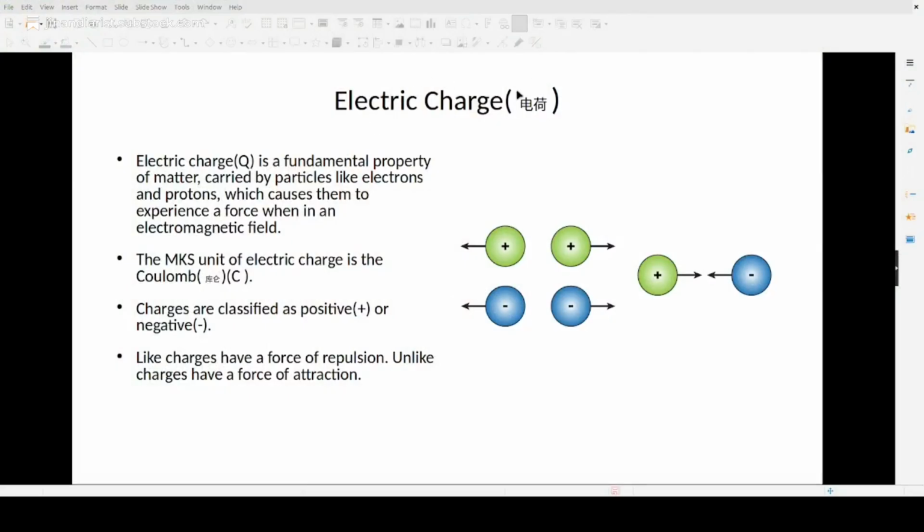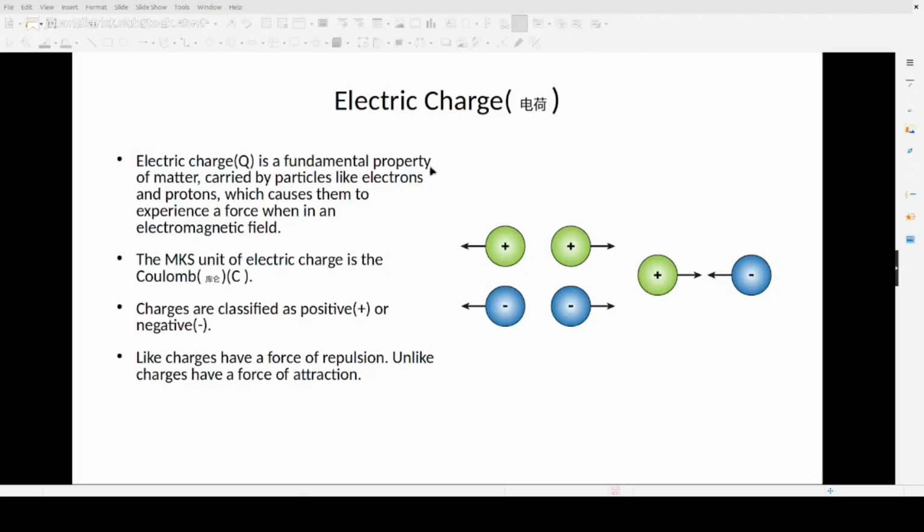Let's start with the idea of electric charge. Electric charge, we usually use the symbol Q, is a fundamental property of matter, carried by particles like electrons and protons. If you remember from your chemistry, electrons and protons are part of atoms. Electrons are negatively charged, protons are positively charged. And these charges experience a force when in an electromagnetic field. We will talk about what an electromagnetic field is later, but for now, let's just say charges experience a force in the presence of other charges.